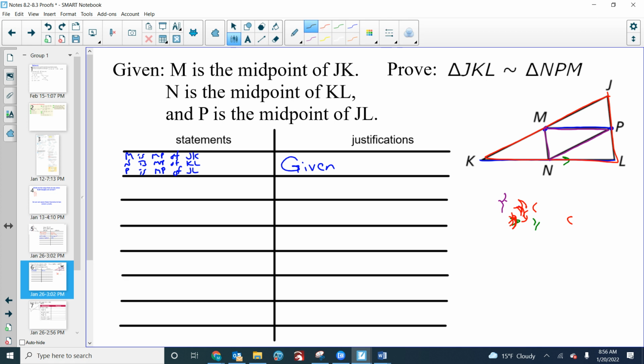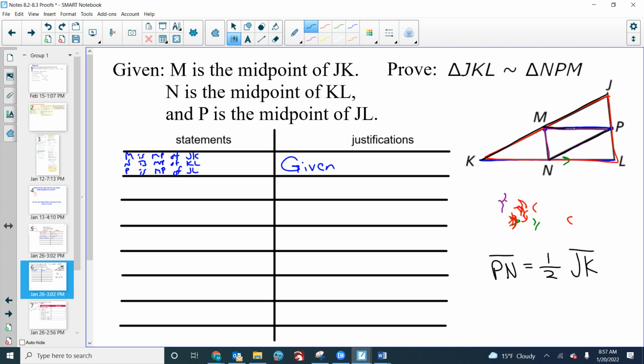Jared. PN is what compared to KJ? 1/2. How would I write that in an equation? PN is half of JK. I think I said it backwards, but JK. Do we all agree with that? I'm not writing it in my proof yet. This is kind of like my pre-writing step. Okay. Do you agree with that?